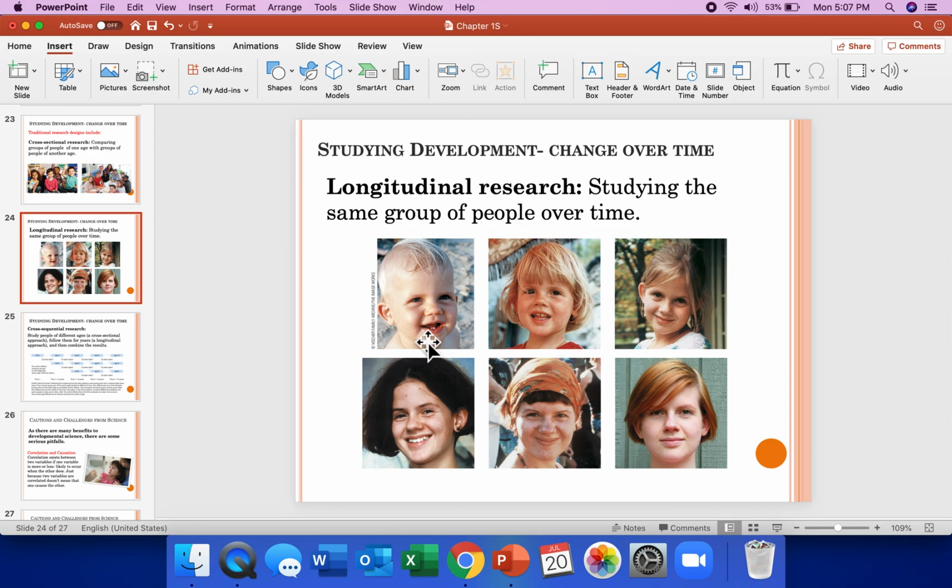Now, the problem with this one is that you cannot really follow the same group of people throughout their lifespan and be able to retain the same group of people throughout the lifespan. People opt out, people change, move, researchers die, things change, and that's why we have a very limited number of longitudinal studies in human development compared to the other types of research designs.